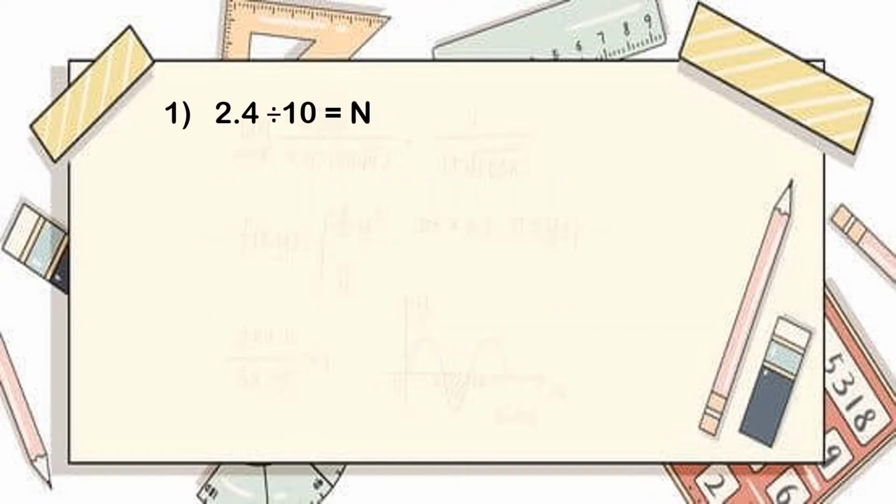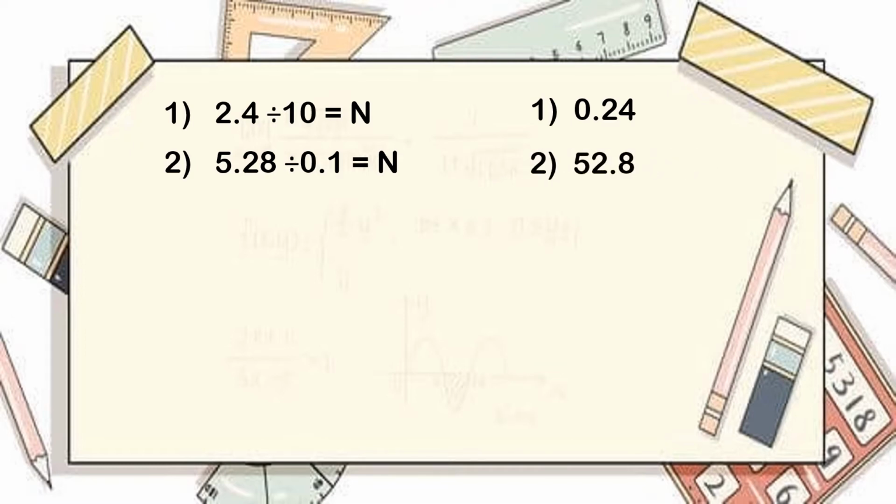Let's have number 1. 2 and 4/10 divided by 10 equals n. So children, think of the answer. So what is your answer now? Very good. The answer is 24 hundredths. Let's have another number. 5 and 28 hundredths divided by 1/10 equals n. Find the answer for that number 2. So your answer is 52 and 8/10, right?